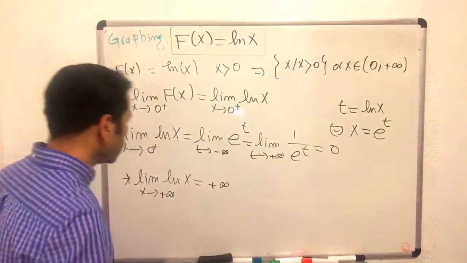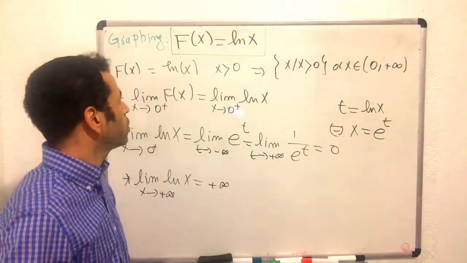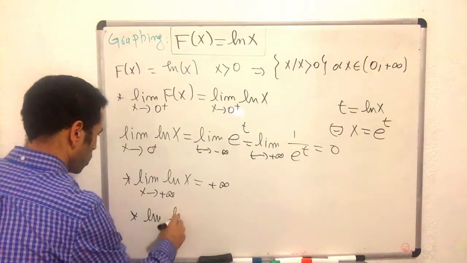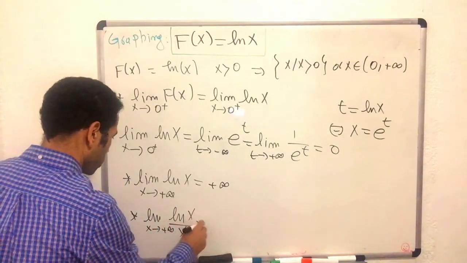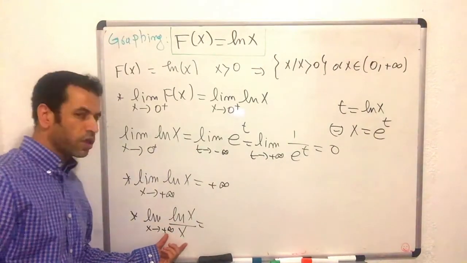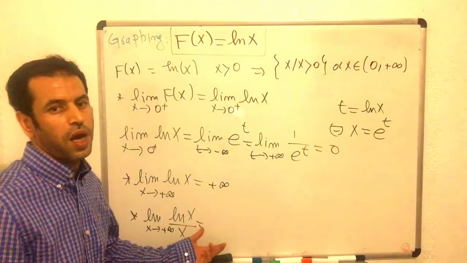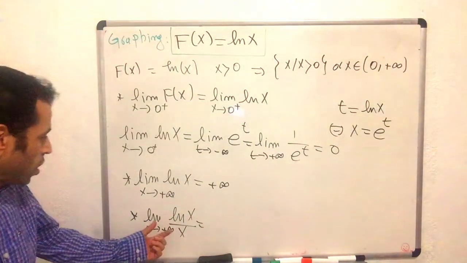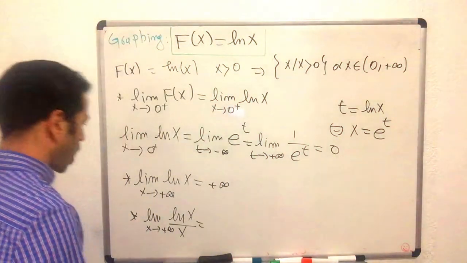Okay, so now let's move on to the limit of natural log of x over x as x is approaching plus infinity. The reason why we're calculating this limit is to determine the asymptote for this function. This function may have an asymptote or may not have it. We don't know yet. Let's calculate this fraction first, then we decide whether this function has an asymptote or not.